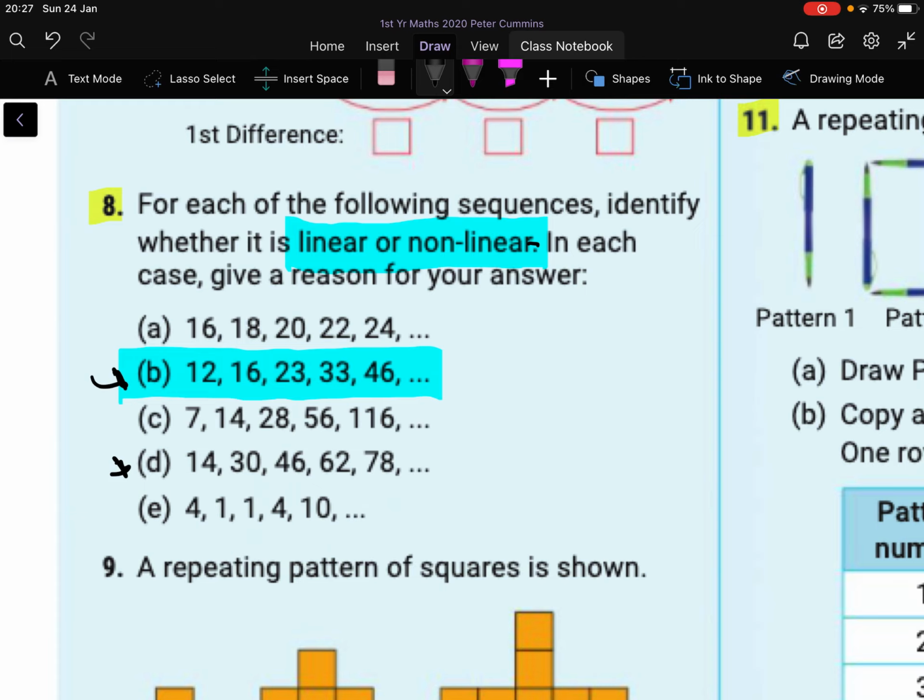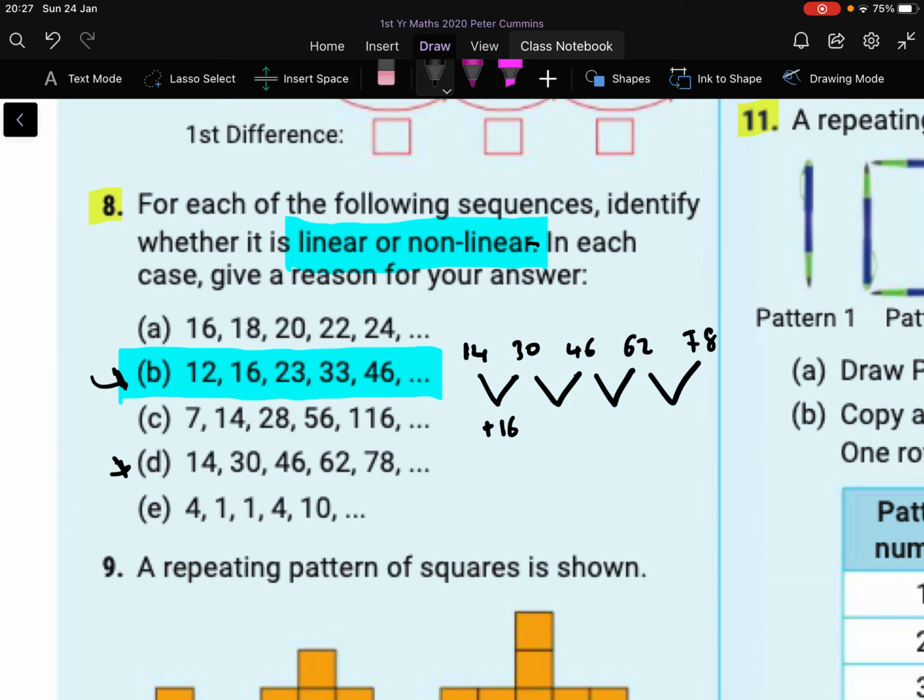Okay, so I'm going to try and squeeze this in so it's beside the question for you. So we're going to do D. So I'm going to write these out. So we've 14, we've 30, we've 46, we've 62, and we have 78. I'm going to put my V things in the middle there because I'm going to be seeing what's the difference in these. So the difference between 14 and 30 is 16.